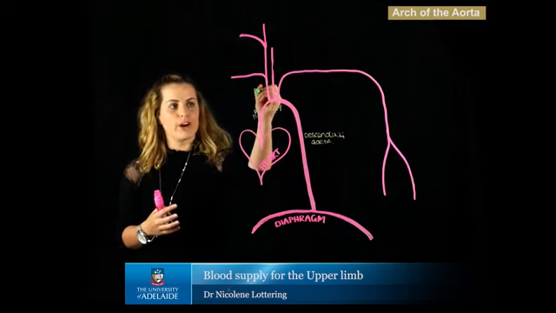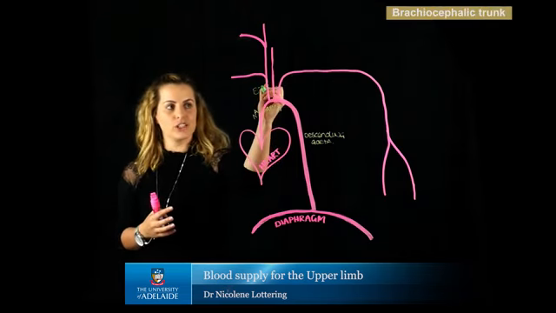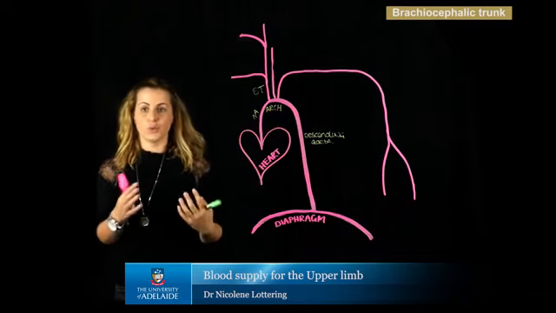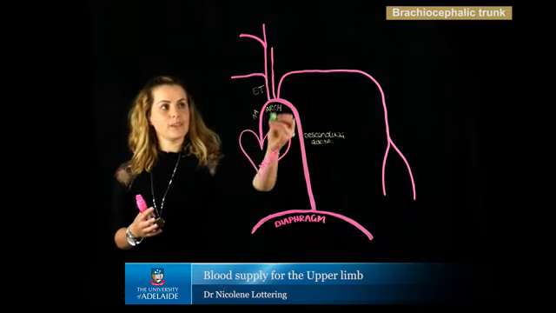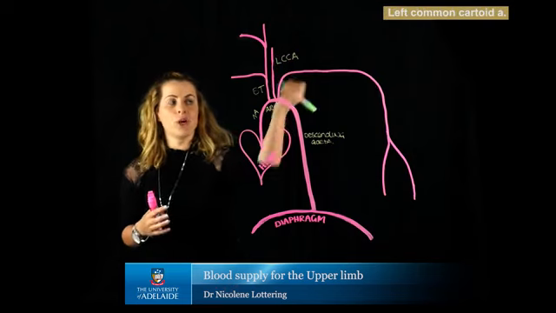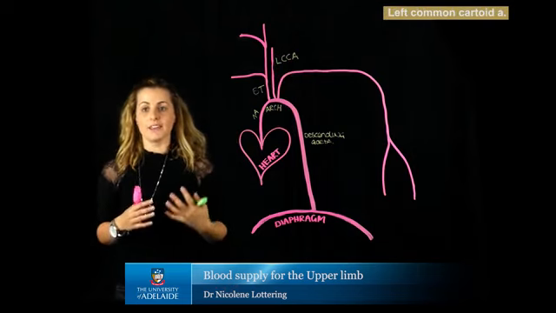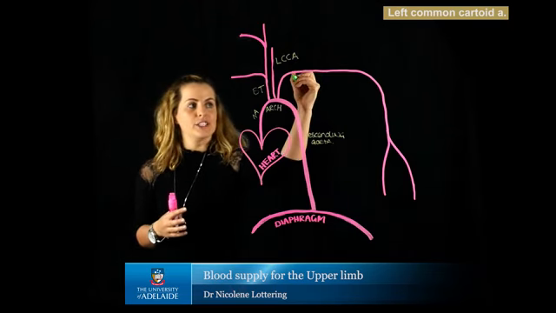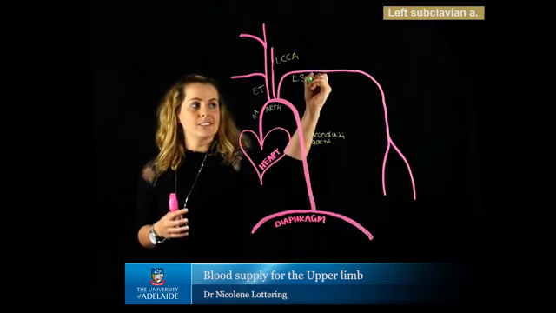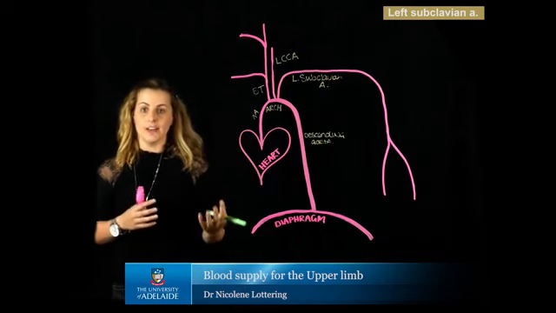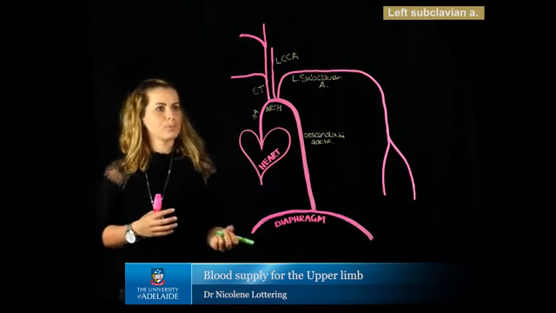You can see on the arch we have three what we call collateral branches branching off. From right we have the brachiocephalic trunk. The brachiocephalic trunk is going to supply blood to the right part of the upper limb. In the middle, we have the left common carotid artery, which is going to go up to supply the left part of the neck and the head. And then our third collateral branch is going to be the left subclavian artery. And this is going to supply the left arm and left forearm.